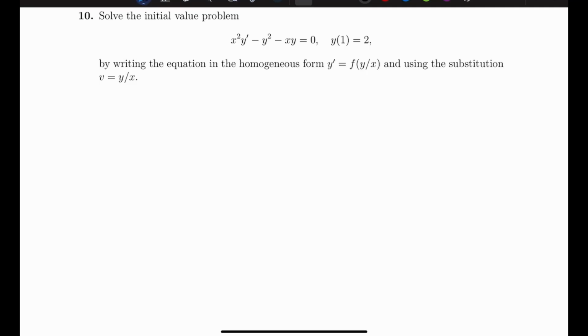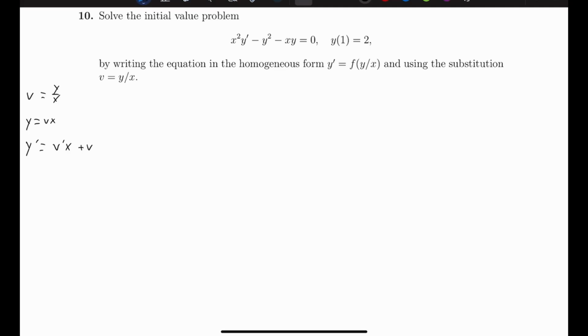For number 10, the first thing we have to do is get this equation into homogeneous form. So it's telling us to use the substitution that we usually do. v is equal to y over x. We can go ahead and rewrite that as y equals vx. And we're going to need both y and y prime in order to plug back into this equation. Remember to use product rule on this when you take the derivative. So y prime is going to be equal to v prime x plus v, because v here is a function.